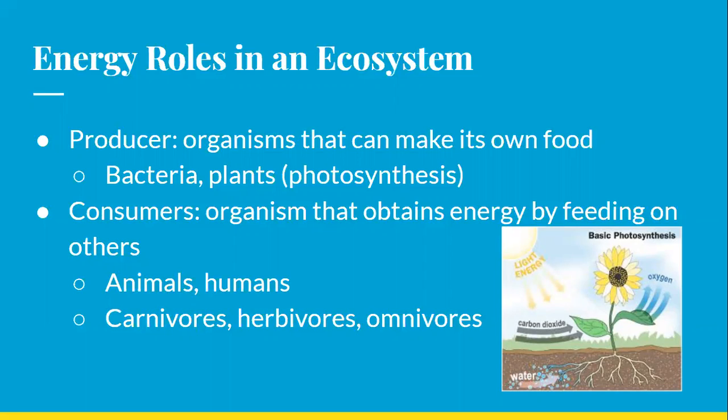Herbivores are consumers that eat only plants and other photosynthetic organisms. Grasshoppers, rabbits, and cows are herbivores. Consumers that eat both plants and animals are called omnivores. Raccoons, pigs, and humans are omnivores. So remember, we have carnivores that eat just meat. We have omnivores that eat meat and plants, or we have herbivores that only eat plants.